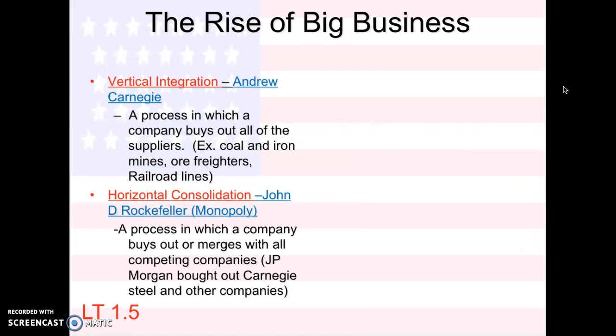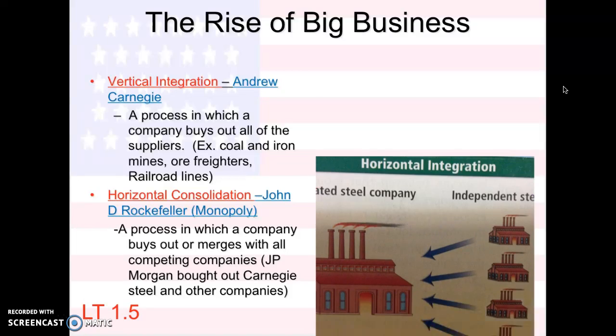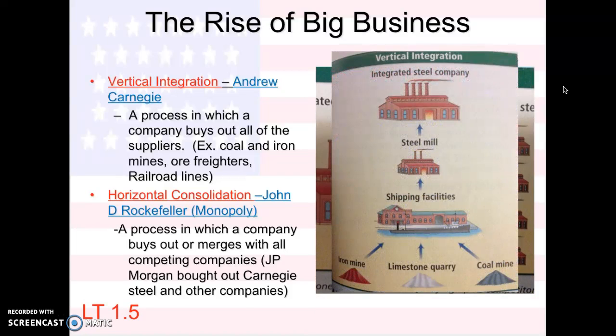These are the types of monopolies. The first one is vertical integration. Andrew Carnegie was the first to have one of these monopolies. So if you see, it's a process in which a company buys out all its suppliers. So if this is the steel company, then he also bought the steel mill and the shipping facilities and the mines that were contributing to the steel company. This basically cuts out the middleman and makes it cheaper for him to produce steel. So this is called a vertical integration monopoly.